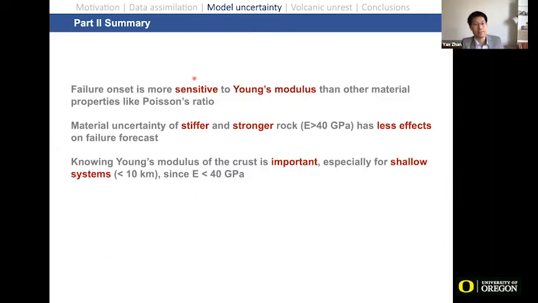To summarize, the second part shows us the failing onset is more sensitive to Young's modulus than other material properties like Poisson's ratio. And the material uncertainty for a stronger or stiffer rock, whose Young's modulus is large enough, has little effect on the failing forecast. However, knowing the Young's modulus for the crust is very important, especially for shallow systems, since usually the Young's modulus is pretty low for those shallow systems.